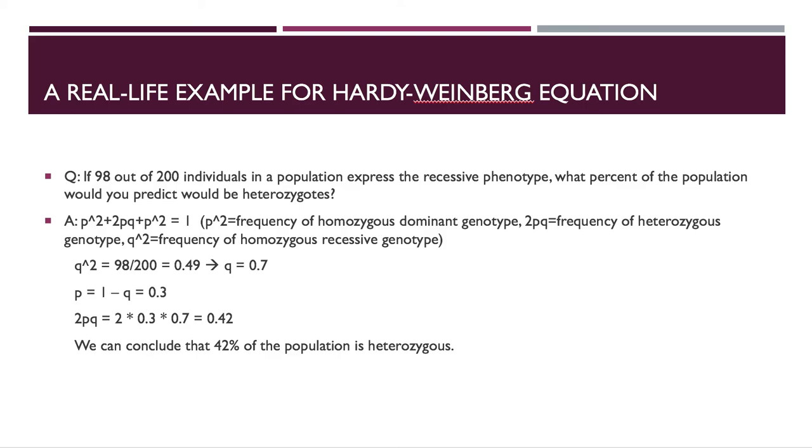And with the values of p and q, we can calculate that 2pq equals 0.42. So we can conclude that 42% of the population is heterozygous.